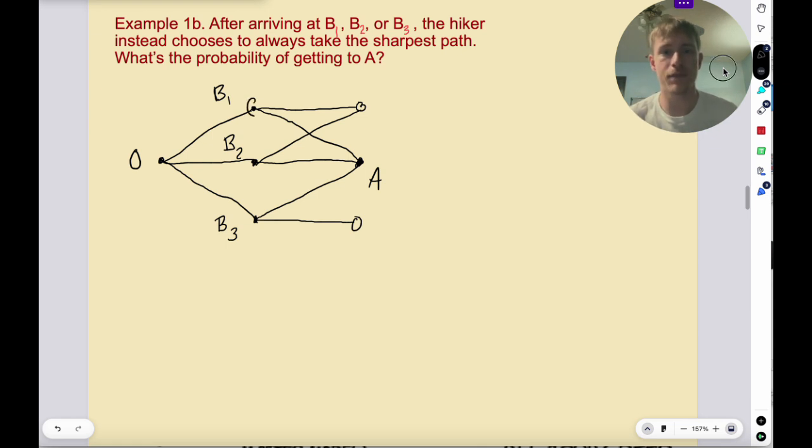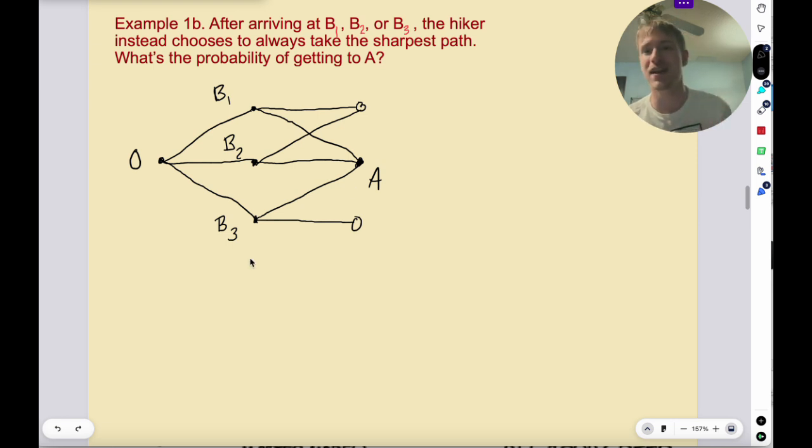Okay, so after arriving at B1, B2, or B3, now instead of randomly choosing one of the paths, the hiker will always choose the path that creates the sharpest change in direction. So here this is a little bit more gradual, so the hiker is always going to choose this path. Here if he's at B2, he's going to choose the most straightforward path, and here at B3 he's always going to choose this path because it's the sharpest change. Okay? In other words, he always changes the direction the most.